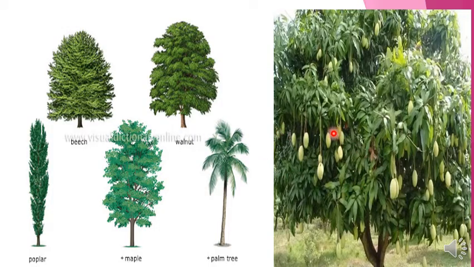These are the examples of different trees: mango, walnut, beech, poplar, maple, palm tree. All these are the examples of different types of trees. Trees have a very thick, hard, brown and woody stem.